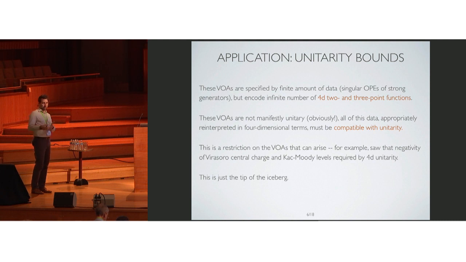by virtue of the fact that this vertex algebra is sort of living inside of a 4-dimensional N=2 SCFT, it's encoding somehow an infinite number of 4-dimensional 2- and 3-point functions. But obviously, these vertex algebras are not manifestly unitary. I just said that you get negative values of c and negative values of k, sort of hallmarks of non-unitary CFTs. So it's not at all obvious that the 2- and 3-point functions in 4 dimensions that you read out of this structure are going to obey any good rules associated with unitarity in 4 dimensions. And this gives you real restrictions on the vertex algebras that can arise.